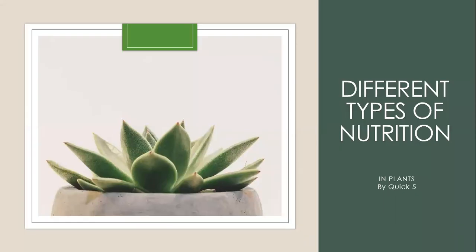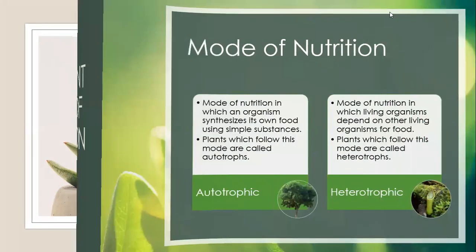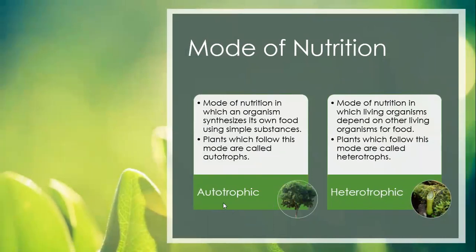Hello guys, it's Quick 5 and today we're going to learn about different types of nutrition in plants. So, yeah, there are different types of nutrition in plants. Only two are there, autotrophic and heterotrophic.